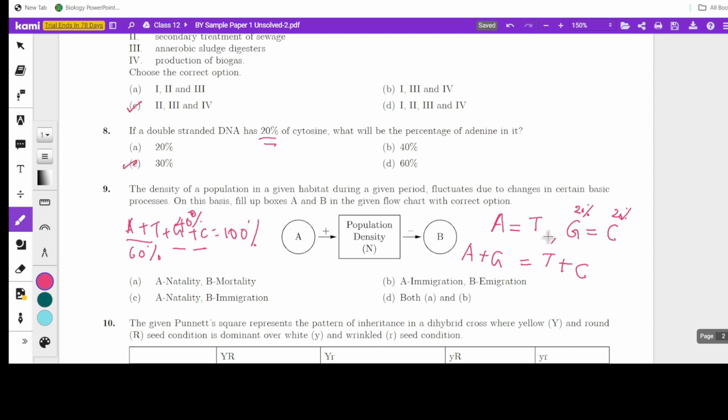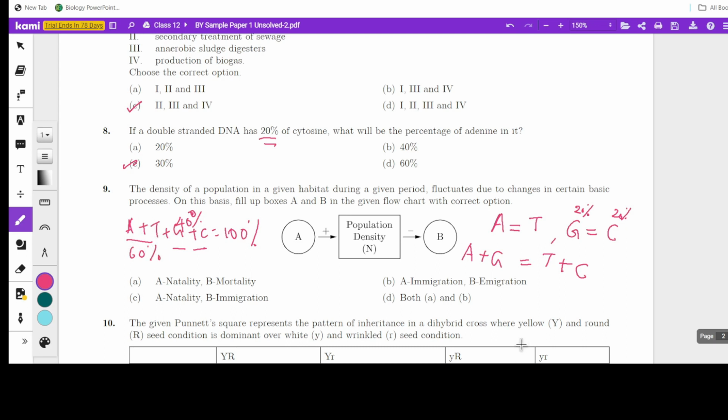Adenine always equals thymine, guanine equals cytosine. So adenine plus guanine will equal thymine plus cytosine. And if you know the number of guanine or cytosine, we know both are the same. So together they form 40% of the nitrogenous bases, and the rest will be 60%. And out of that, half of it goes to adenine and half of it goes to thymine. The percentage of adenine is 30%. Hope it's clear to you.